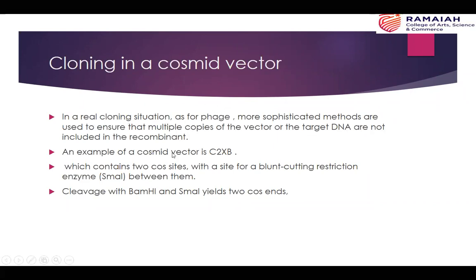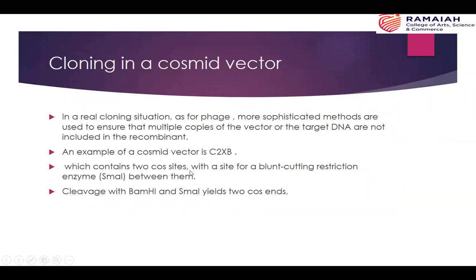In order to make sure these things do not happen during the cloning, sophisticated cosmid vectors have been developed. In addition to the basic features, a few more features have been added to the cosmid vectors. One such example of cosmid vector is C2XB. This example of cosmid vector contains two cos sites. In the basic cosmid vector, as I discussed in the previous slide, there is only one cos site present. But here it contains two cos sites, and between these two cos sites, there is a site for a blunt cutting restriction enzyme like SmaI.